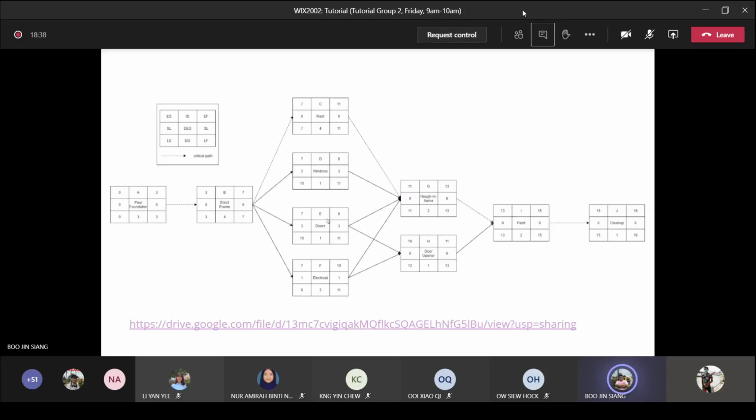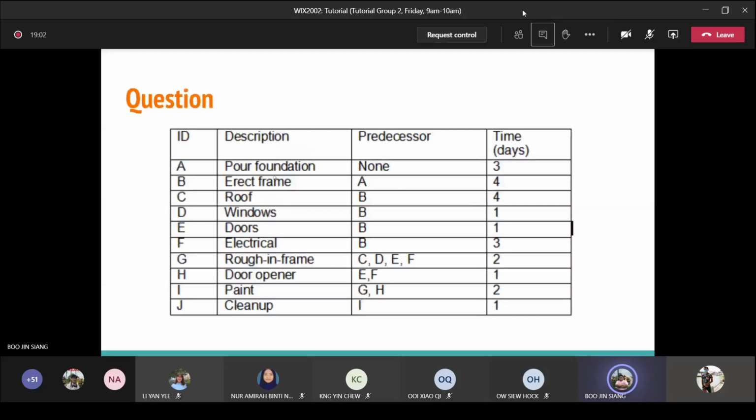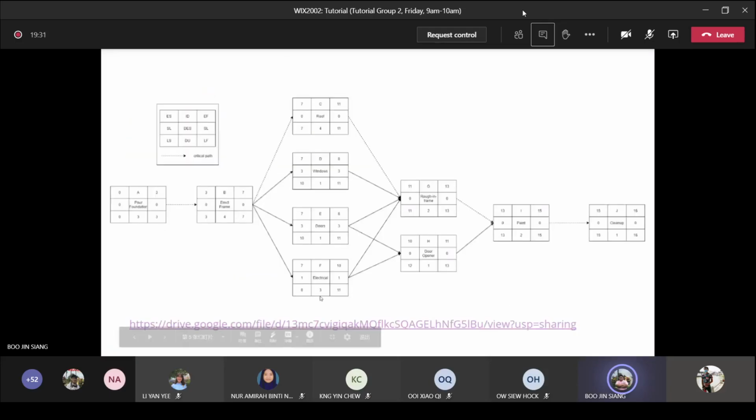We need to identify the critical path because from the table we can divide to 1, 2, 3, 4, and 5, 6. So critical path will take the longer path because, for example, when we see the C, D, E, F, it will be the same row, same column, but we need to identify the longest duration. For example, it will be like A, B, C, then G, I, J will be the critical path. This will be A, B, C, G, I, J will be the critical path.